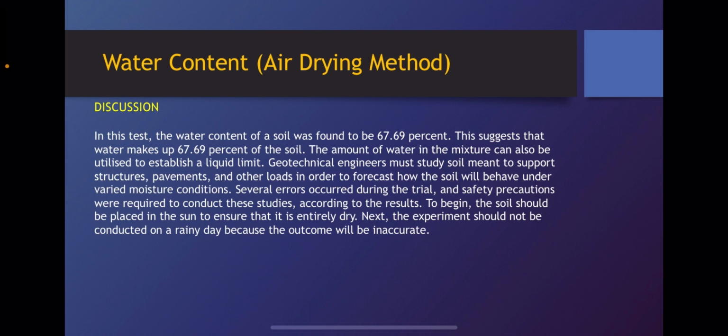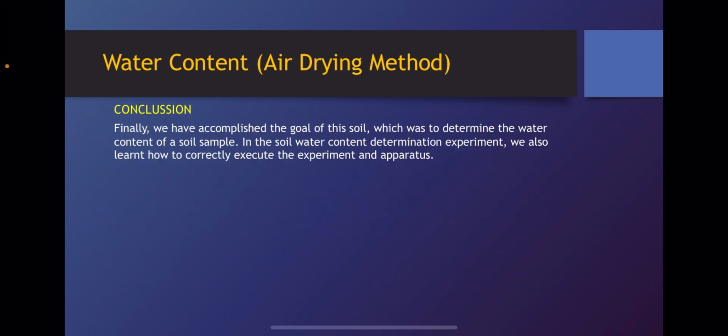Several errors occurred during the trial and safety precautions were required to conduct these studies according to the results. To begin, the soil should be placed in the sun to ensure that it is entirely dry. Next, the experiment should not be conducted on a rainy day because the outcome will be inaccurate.